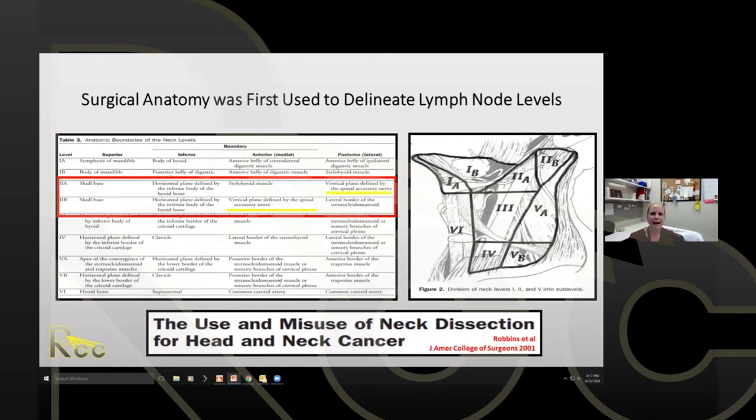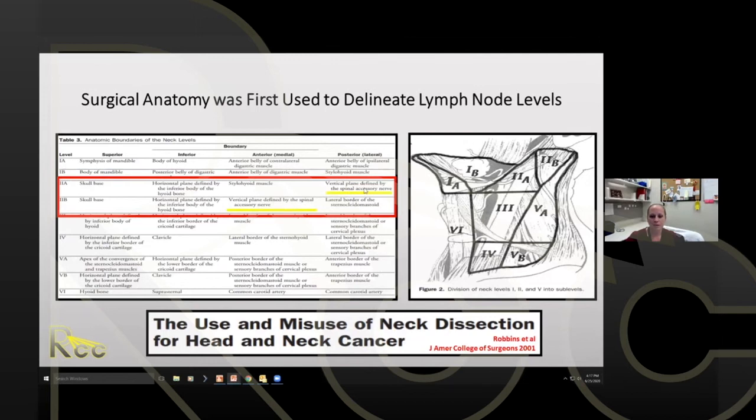Traditionally, if you look at the lymph node levels as defined by surgical anatomy, like I was saying, we have level 2 split into 2A, the anterior aspect, and 2B, the posterior aspect. The anatomical structure that we used to divide 2A from 2B was the spinal accessory nerve.